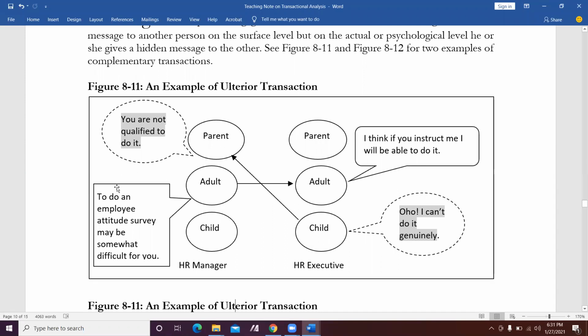What is revealed is this one, but the other is not revealed. This is disguised. Genuinely, this person has no competence to do an employee attitude survey. This person is not revealing that truth, hiding it, rather than directly telling: sorry sir, I have never studied how to do attitude surveys. Can you please teach me? Then hopefully I will be able to. Rather than using that type of response.